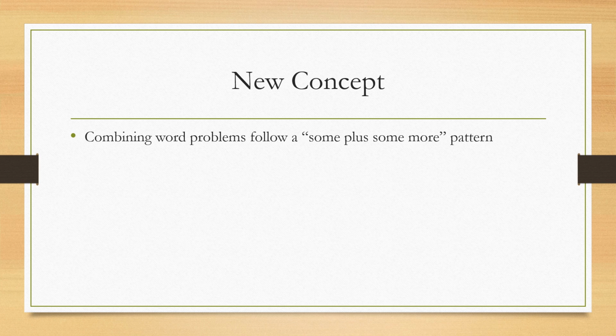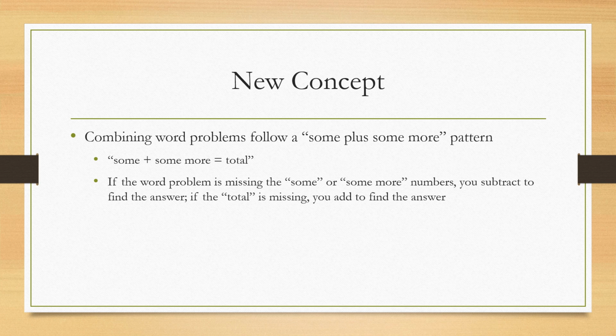So let's talk today about combining word problems first. Combining word problems follow a sum plus some more pattern. There's that pattern right there, you can see. If the word problem is missing the sum or the some more number, you have to subtract, because that's a missing number in addition. And we've been learning already all year that if you're missing one of those addends, you subtract. If you're missing the total at the end, then it's just an addition problem. You just need to add the other two numbers.